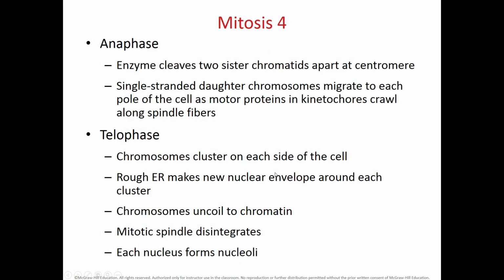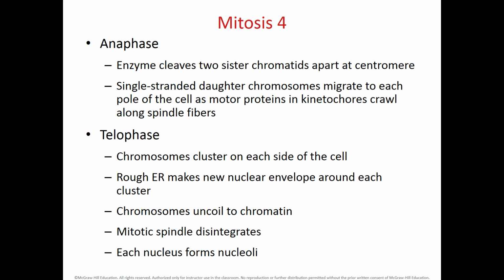Now during anaphase, an enzyme will cleave the sister chromatids apart at the centromere. As this happens, single-stranded daughter chromosomes migrate to each pole, because the microtubules start becoming shortened, and motor proteins in the kinetochores crawl along the spindle fibers, creating a physical force that separates the chromosomes.